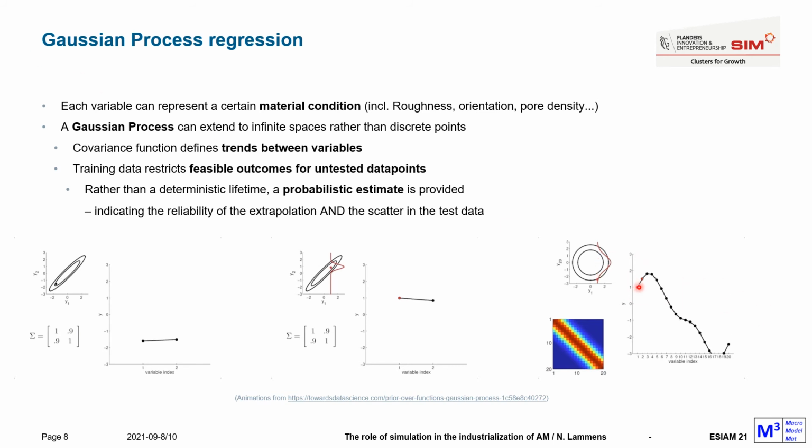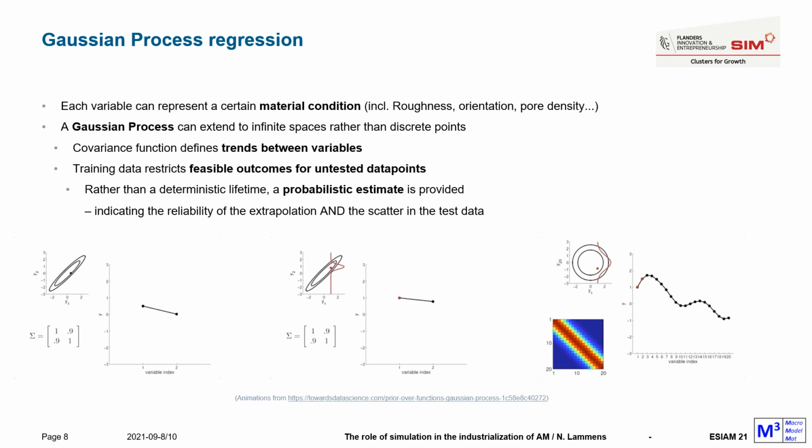In this case, the first 2 points are training data, points or conditions for which you know the fatigue life, and all the black points are the actual potential solutions for untested conditions. The outcome out of this Gaussian process is then a probabilistic estimate of a condition that has never been tested. It gives you an indication, first of all, of the reliability of the extrapolation and of the scatter in the test data.